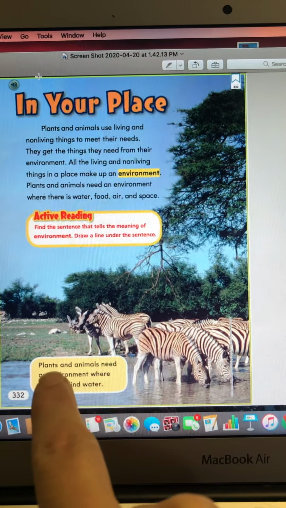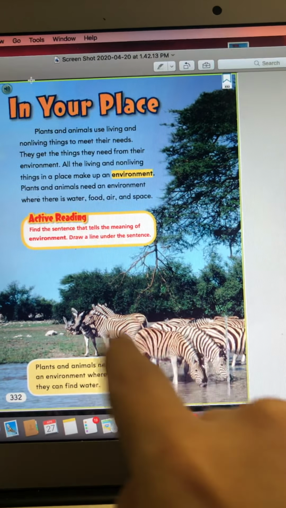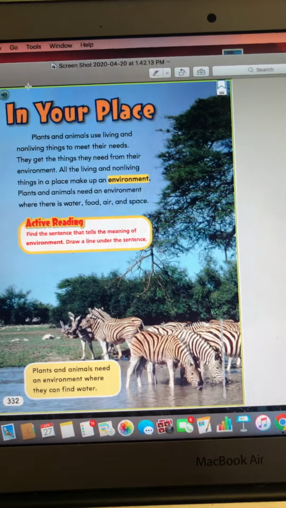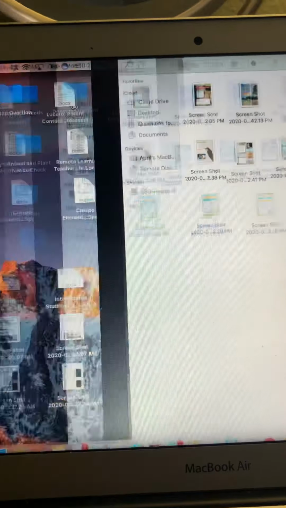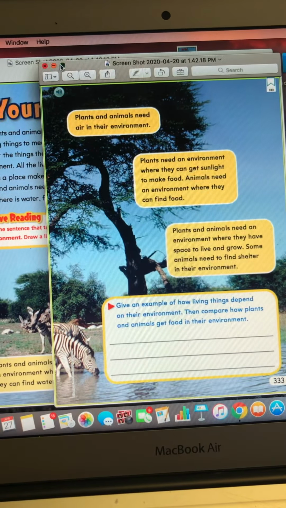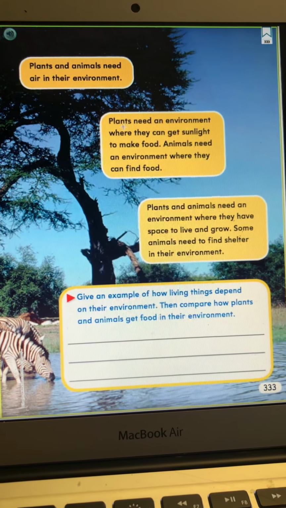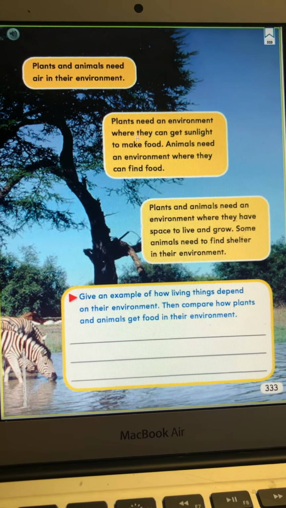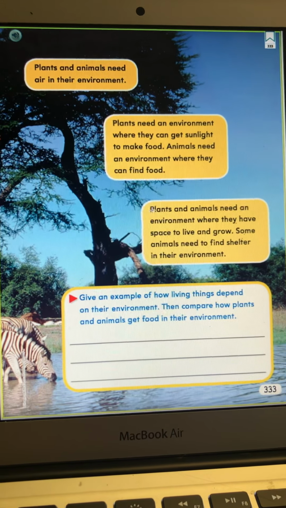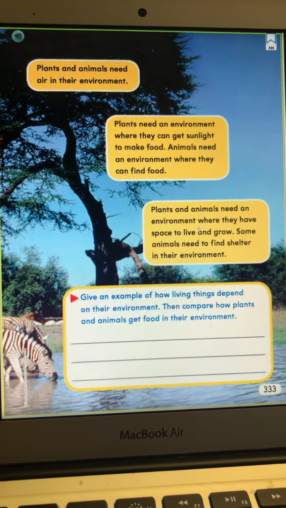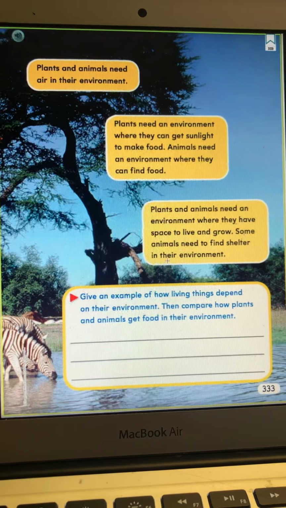This is the caption. Plants and animals need an environment where they can find water. And we can see zebras drinking water in their environment. Plants and animals need air in their environment. Plants need an environment where they can get sunlight to make food. Animals need an environment where they can find food. Plants and animals need an environment where they have space to live and grow. Some animals need to find shelter in their environment.